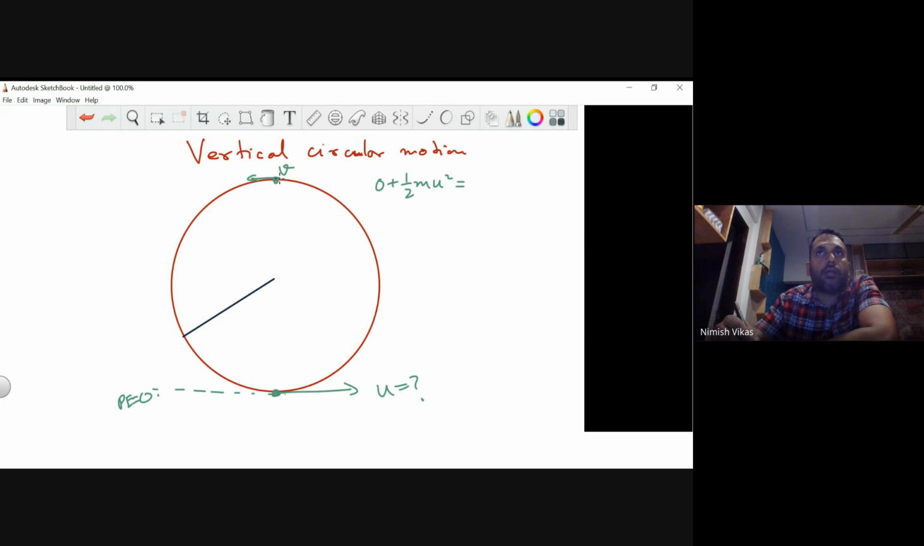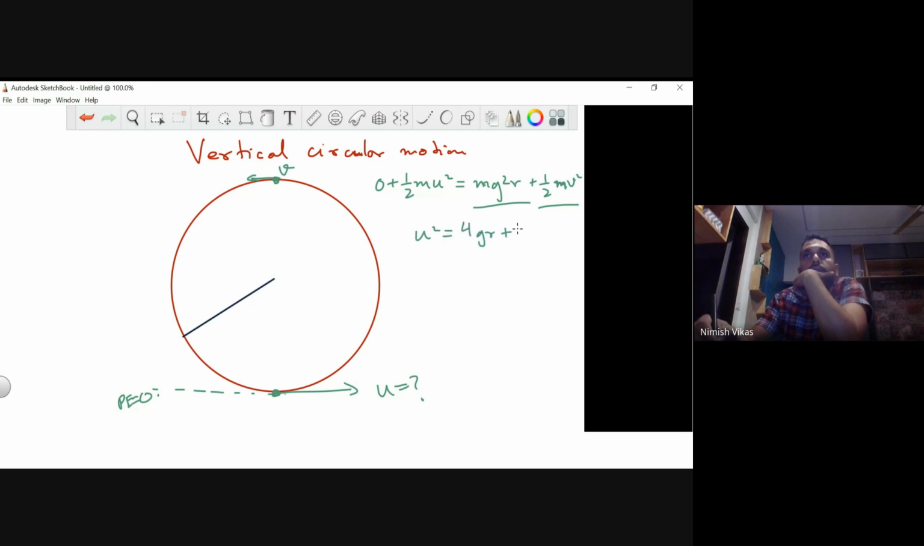Total energy over here is how much? mg into 2r is the height, 2r, the diameter, plus half mv square. So initial energy and final energy have to be the same. You have dropped in velocity, so the kinetic energy has become less, but potential energy has become more. That is one equation. If you just tidy up the equation, then u square is equal to 4gr plus v square, right? Is that clear?